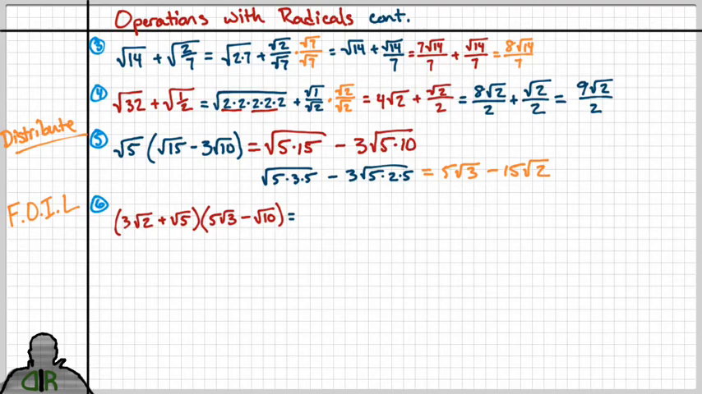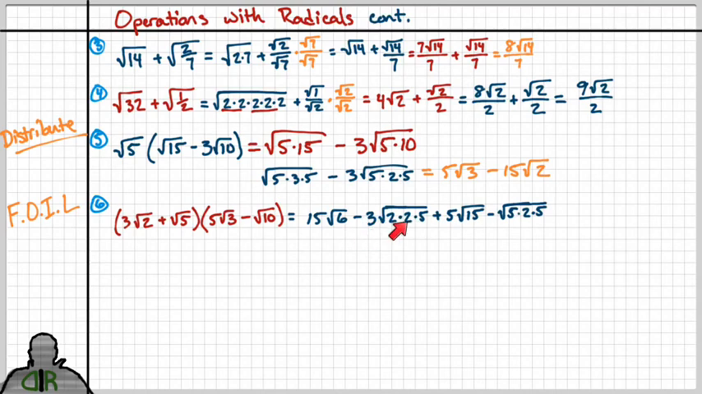3 root 2 times 5 root 3. Bip, bop, bip, bop, bip, bop, bip. It's a lot of stuff that we're adding in there, and sorry about that, but it's just the way that it goes. 3 root 2 times 5 root 3, that's this one. Okay, 3 root 2 times negative root 10, that would be this one, and I've already simplified it.